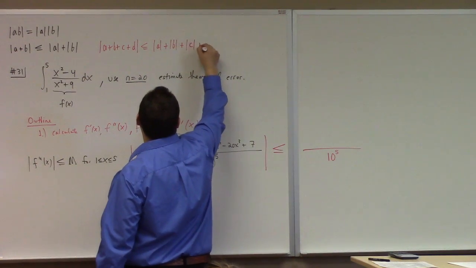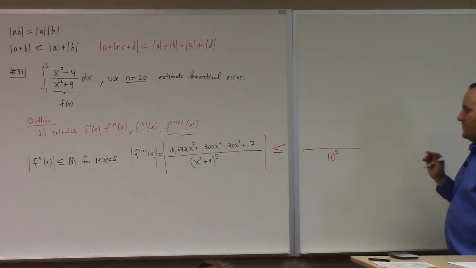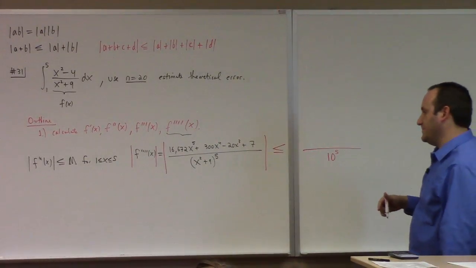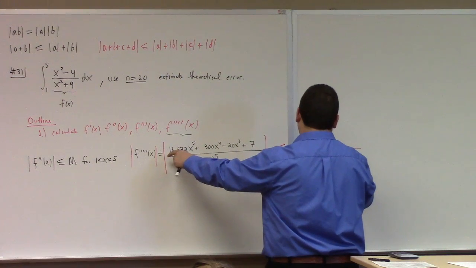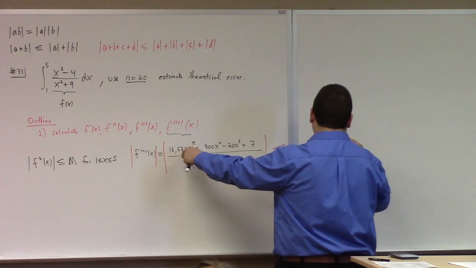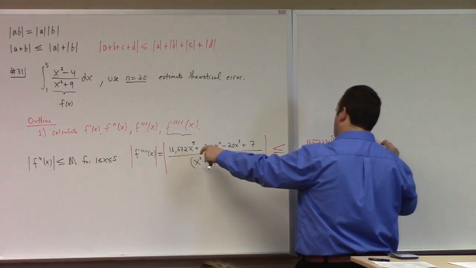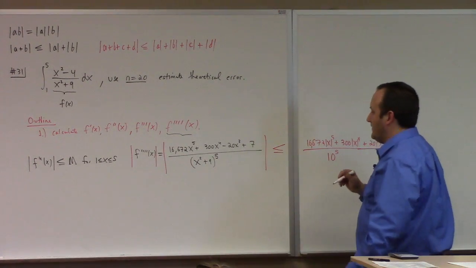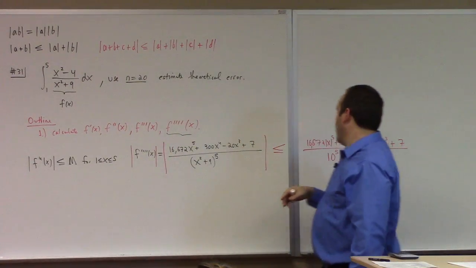And so here's where I'm being lazy. There might be something smaller that's also an upper bound. I don't care about that. I'm just trying to find a logical upper bound. So I can do 16,672 times the absolute value of x to the fifth, plus 300 times the absolute value of x to the fourth, plus 20 times the absolute value of x to the third, plus 7. Now, what did I do? I factored out the 20. The absolute value eats minus signs, and you can pull out the positive numbers.